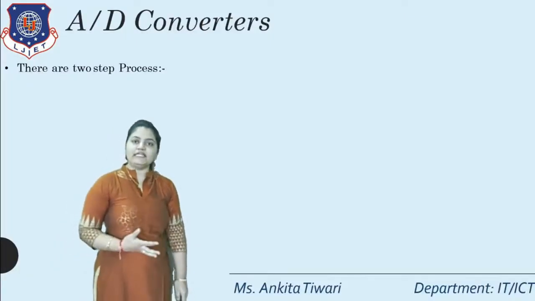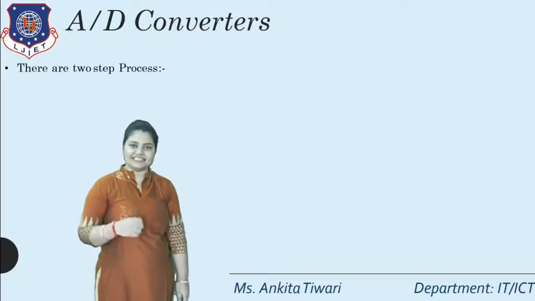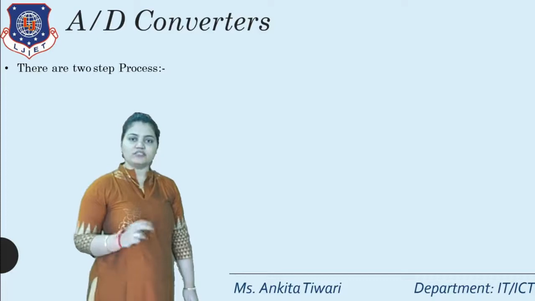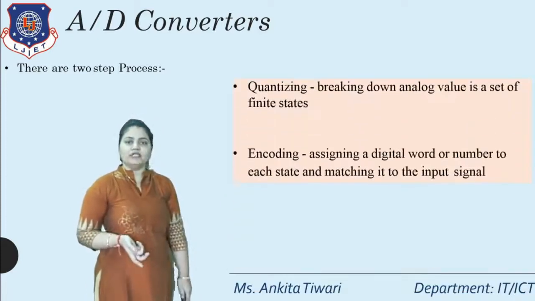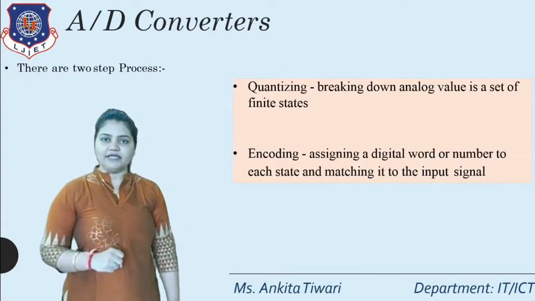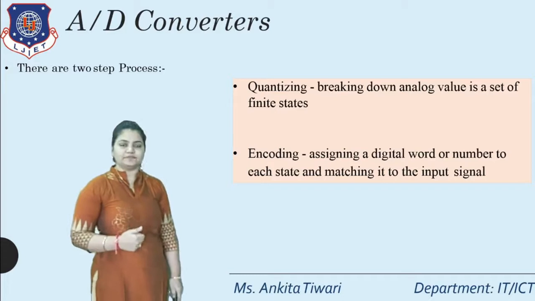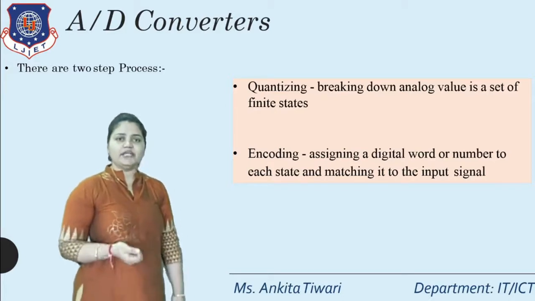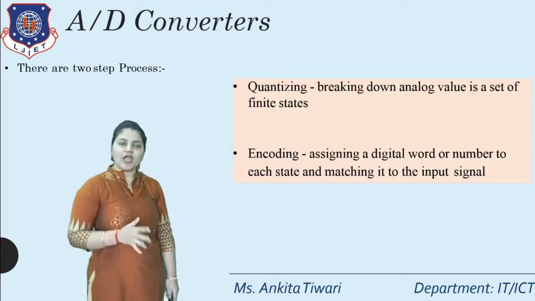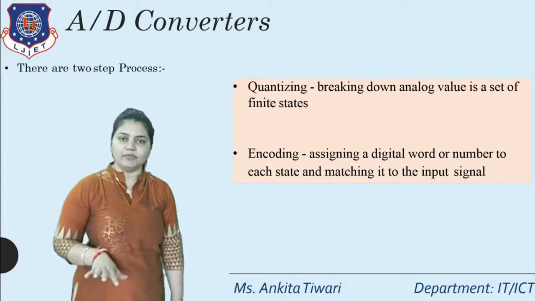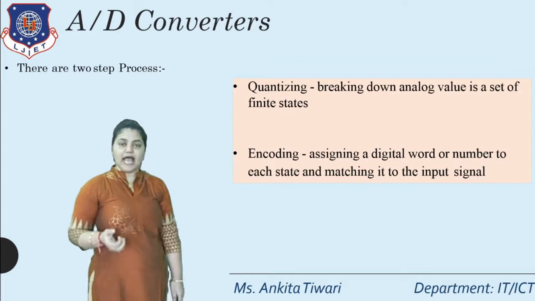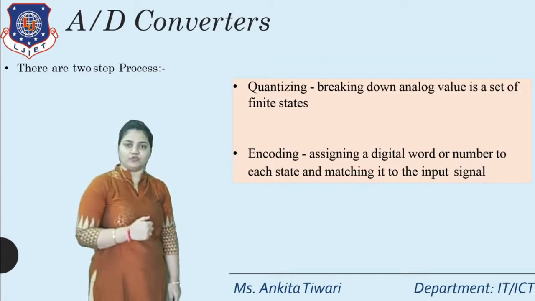Okay, moving forward, in A to D converters there is a step to be followed. There is a two-step process that needs to be followed in order to convert analog signals to digital signals. The two steps in this process are quantizing and encoding. Now, what do you mean by quantizing? Quantizing means breaking down the analog value into a set of finite states. And what do you mean by encoding? Encoding is assigning a digital word or a number to each state and matching it with the input signal. And with respect to that input, we will get the output.